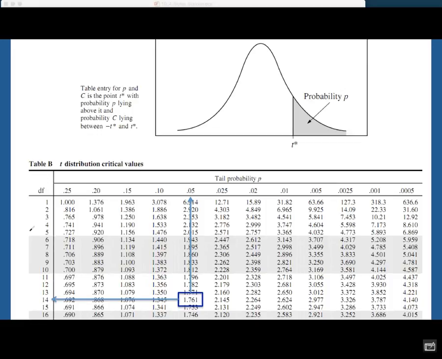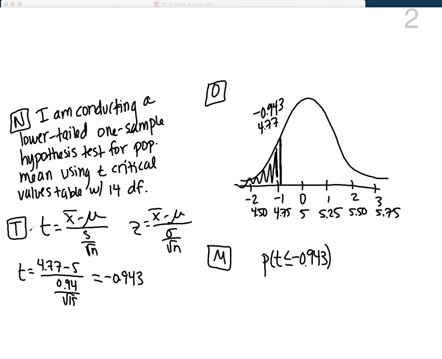That's not on the table, so you're gonna look at positive 0.94. Less than negative 0.94 is the same as greater than 0.94. So our value will fall in between those two. That's where our t value will fall. That means our p-value is somewhere between 0.15 and 0.2. That's all you're going to say. You're not going to say what it actually is. So it's going to look like this. It's between 0.2 and 0.15.